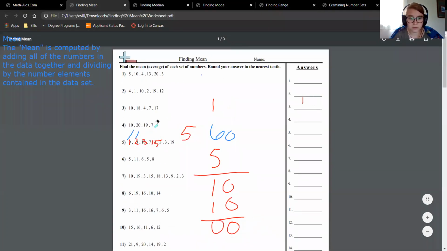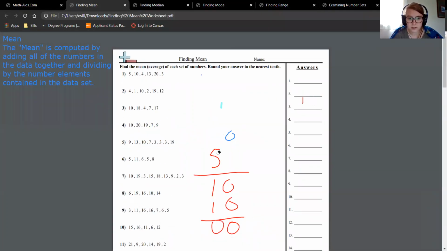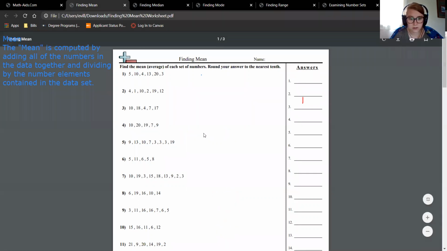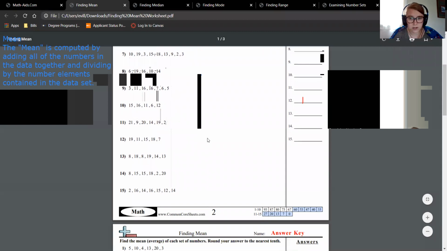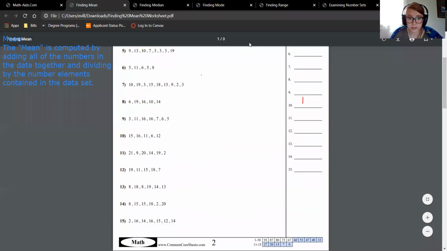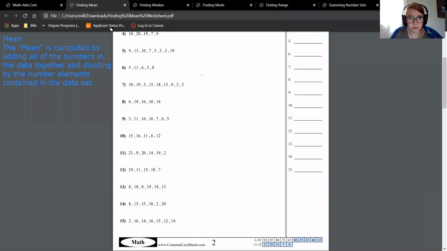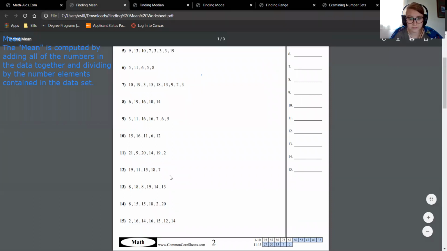And I'll do one more for you guys. I forgot to erase a couple things. I will do number 15. So let's get my little drawing tool.